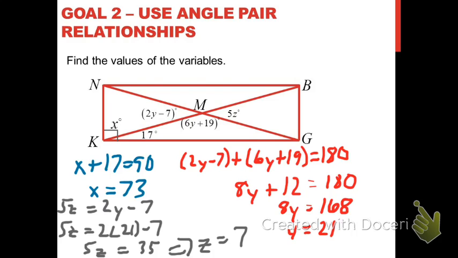Alright, that's using angle pair relationships. There's many more problems we can do. I think that's a good sampling for you though.